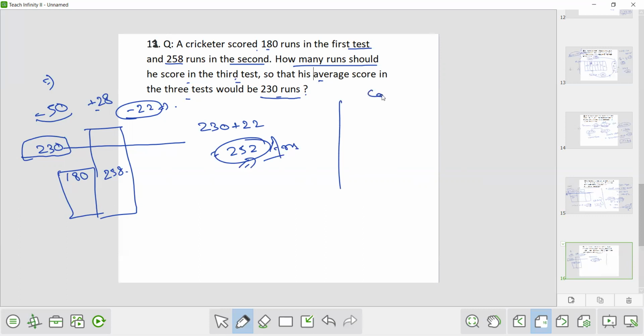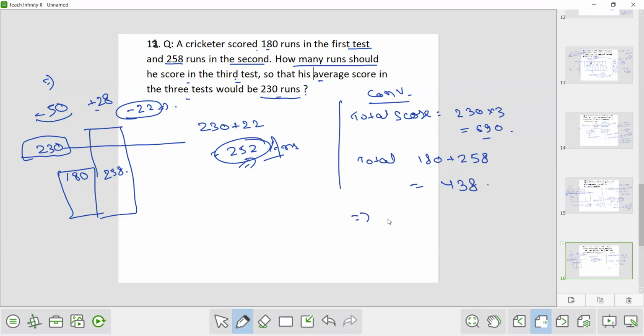Okay, now the conventional method. Total score for 3 tests would be 230 into 3, that is 690. Now the total score for the 2 matches is 180 plus 258, that is 438. Now the score in the third match is 690 minus 438, that is 252. So by any method, you will get the same answer, 252.